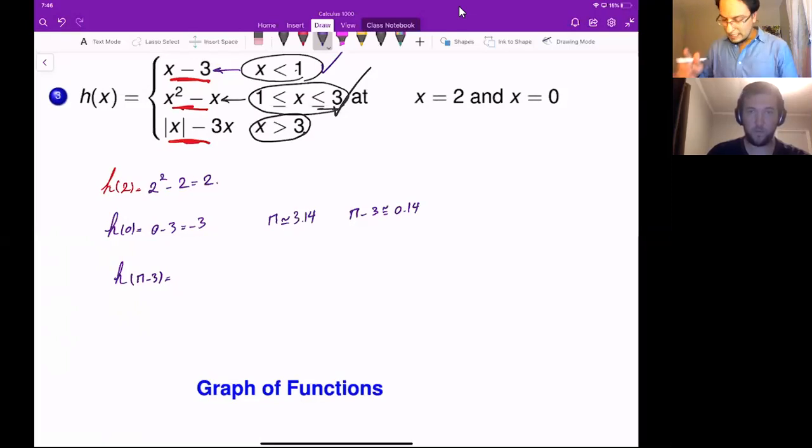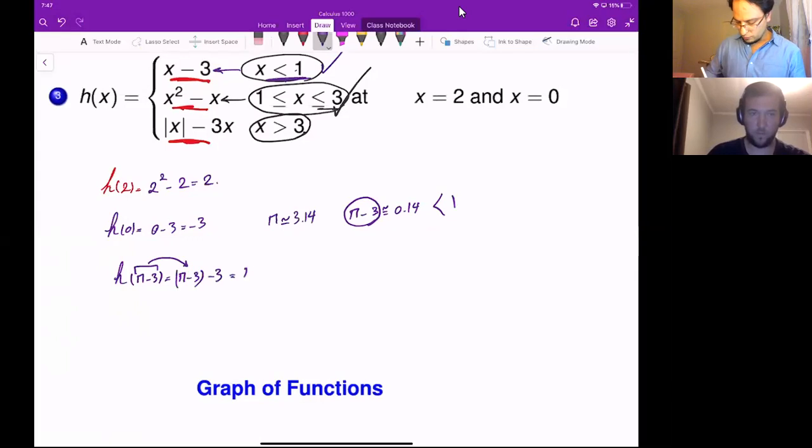So what it tells me is that this is a number definitely less than 1, less than or equal to 1. It means that this number, pi minus 3, belongs to the first range of x. That means that I can use the first formula. Whatever is here is my x, pi minus 3 minus another 3. That will be pi minus 6.